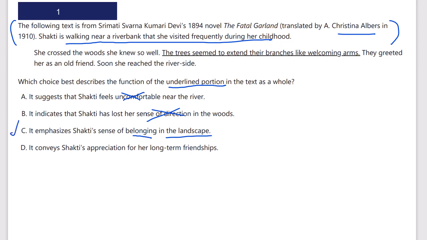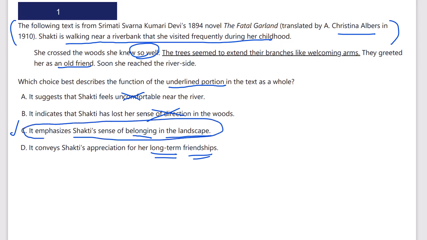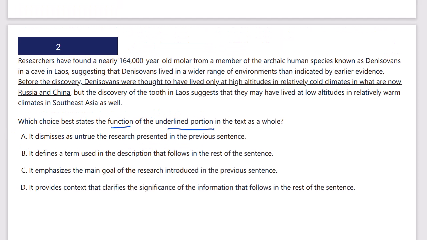Let's just check D. It conveys Shakti's appreciation for her long-term friendships. Well, these aren't friendships. I mean, she knows the woods well, and they do greet her as an old friend, but it's not really about her friendships, let alone long-term. Long-term is old, I guess, but it's not really about long-term friendships. I think it emphasizes Shakti's sense of belonging in the landscape.